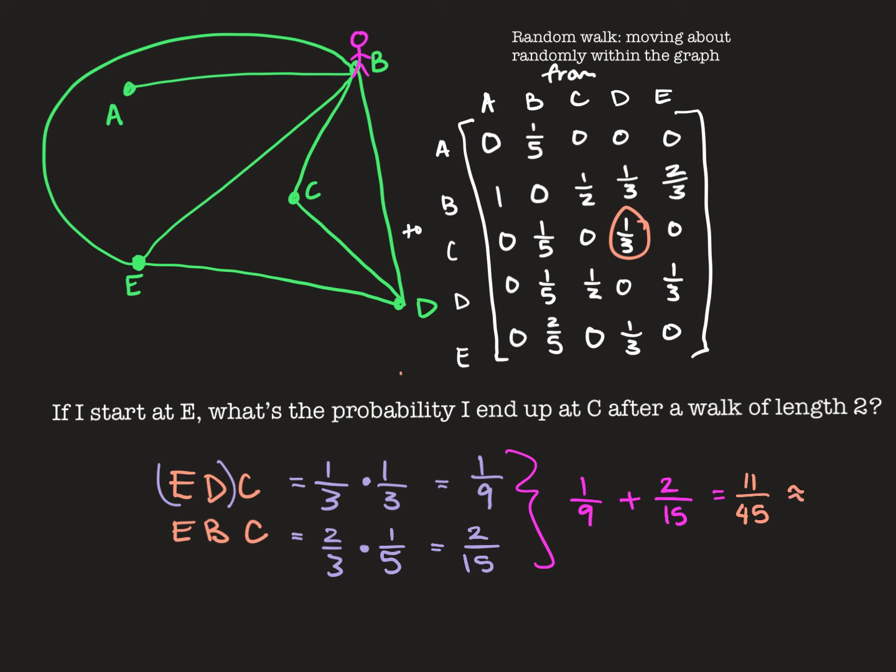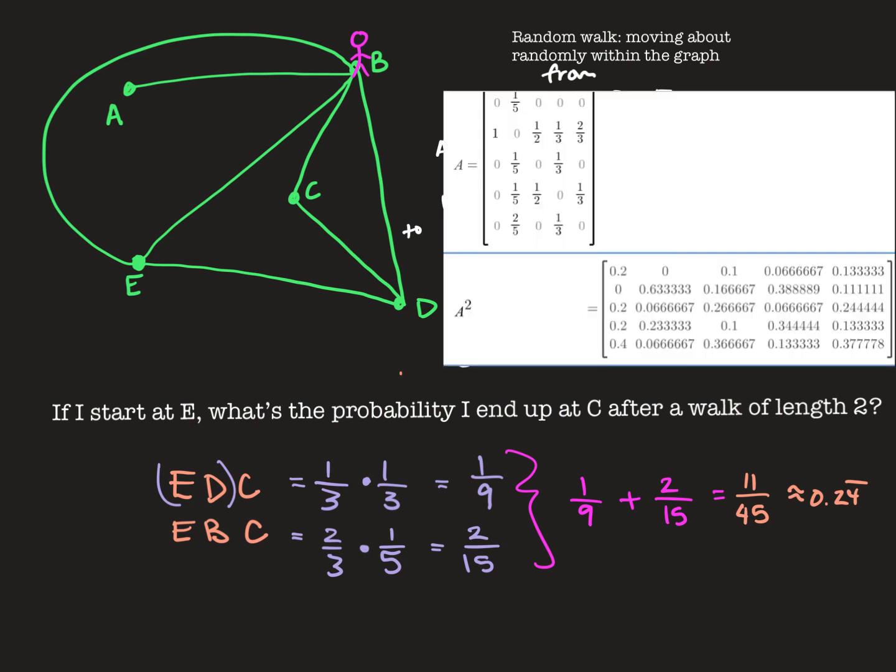Or 0.2444 repeating. So now what we're going to do is we're going to look at this thing squared. I'm not going to do that by hand because that sounds disgusting, but I will do it in Desmos matrix. Here is the result there.